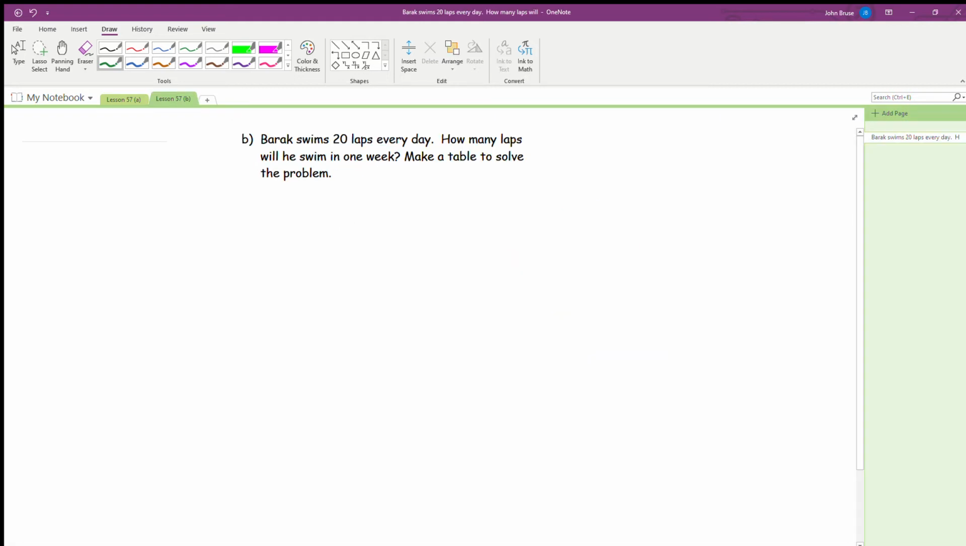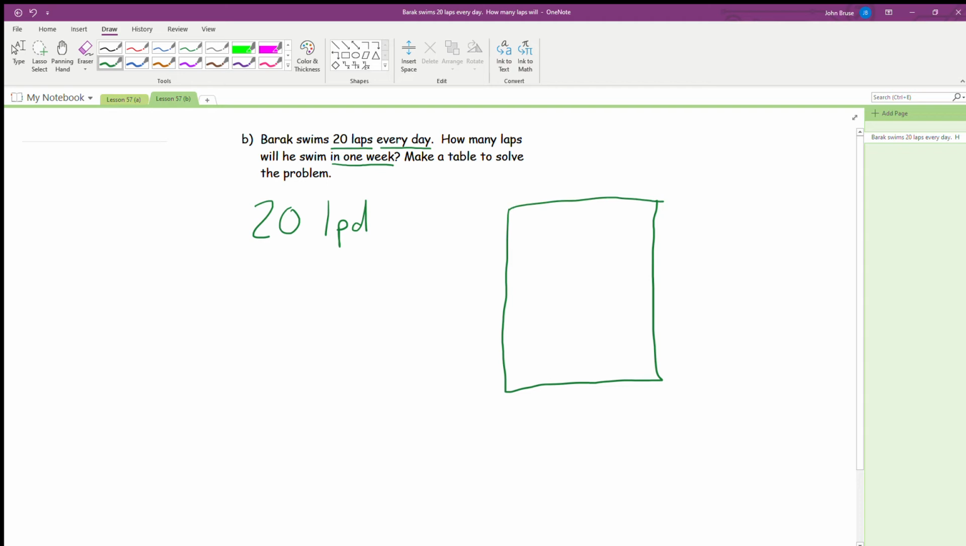Okay, for problem B, it says Barack swims 20 laps every day. So he's going 20 laps per day. So I'm going to write that as LPD, 20 laps per day. How many laps will he swim in 1 week? It says make a table to solve. Okay, so we're going to start by drawing a table. And we know that he can go 20 laps. I'm going to write this as laps up here for our table. And that's days. We'll write days. So in 1 day, he does 20 laps.